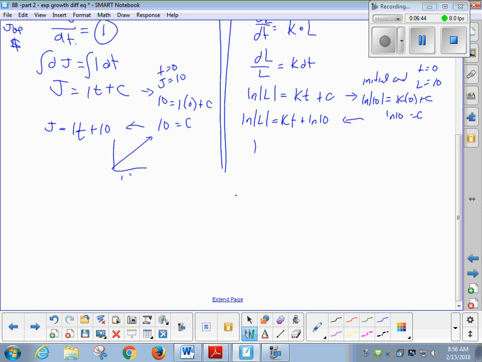Exponentiate. So if I exponentiate, I have the absolute value of L equals e to the kt plus natural log of 10. I remind you, algebra rules are that when you exponentiate both sides, it's exponentiate a whole side, not a term by a term. That's very important. It's a very common error. When I take e to the side, it's the whole side, not term by term. Do you understand? You with me?